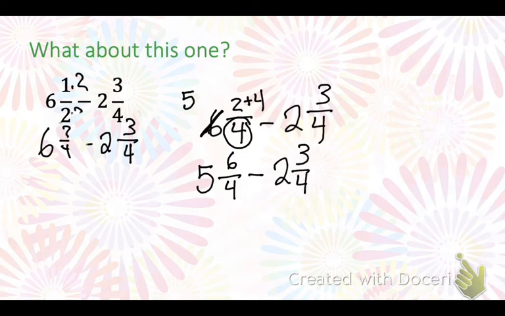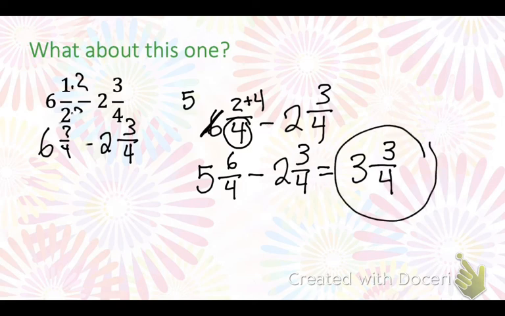Now I can subtract 6 minus 3. So I subtract my whole numbers, 5 minus 2, and then my numerators. 6 minus 3 is 3 over 4. So 3 3/4 is my answer there.